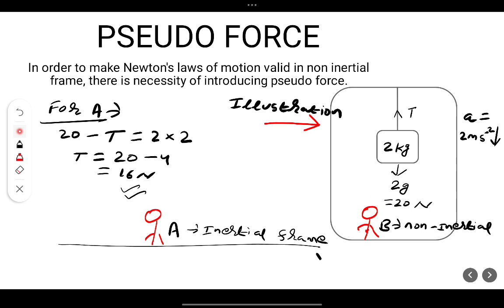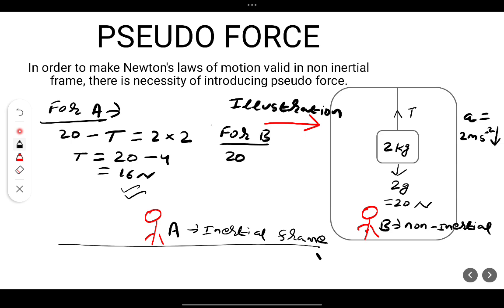Similarly, this person will see this 2 kg block as at rest. So whatever equation you make for B, who is in a non-inertial frame, that is an accelerated frame, what will you write? 2g is downward, T is upward.